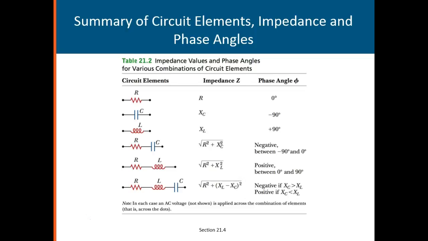How about an RL circuit? It would be the same like the first one: square root of R squared plus X of L squared. And what would be its phase angle, or where would it be? Between 0 and positive 90. How about an RLC circuit? What would be the impedance there? Square root of R squared, right? So it's X of L, X of C. Plus what?